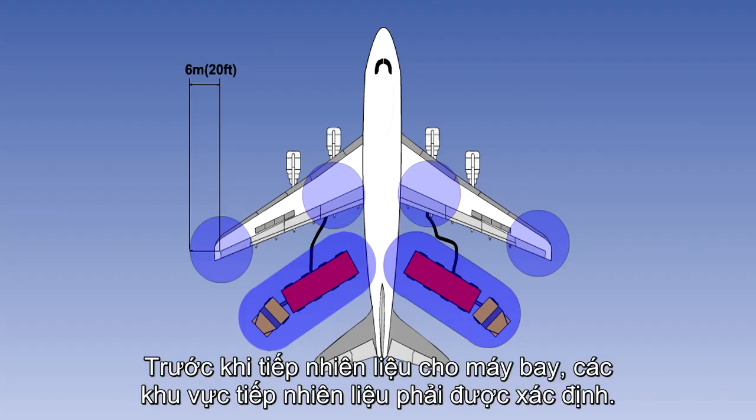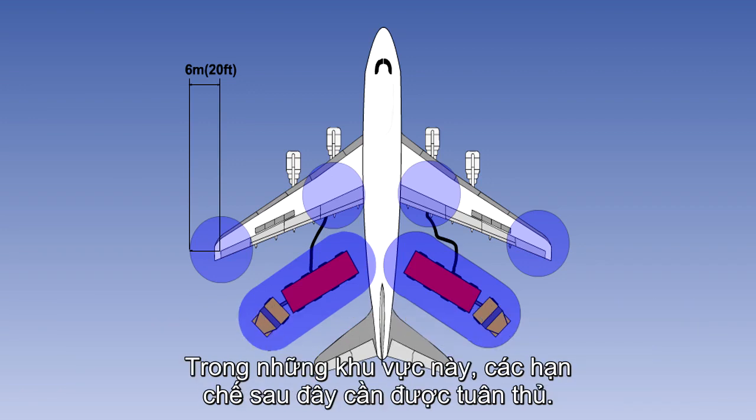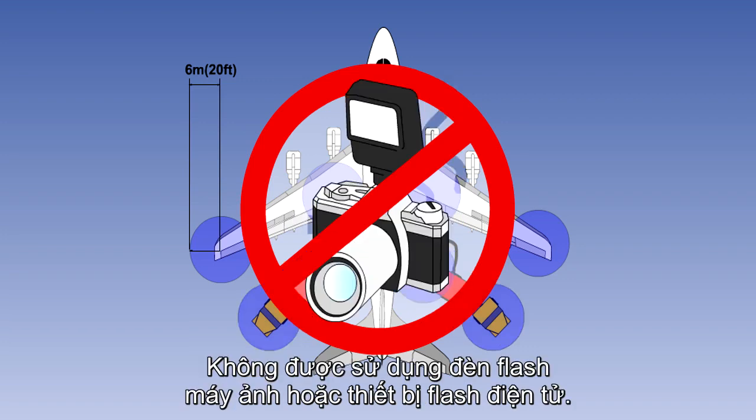Before refueling an aircraft, fueling zones must be established. These zones will extend at least 6 meters or 20 feet radially from the filling and venting points on the aircraft and the fueling equipment, covering all areas where fuel vapor may be expelled during refueling. Within these zones, the following restrictions apply. There must be no smoking. The use of photographic flash bulbs or electronic flash equipment is not permitted.